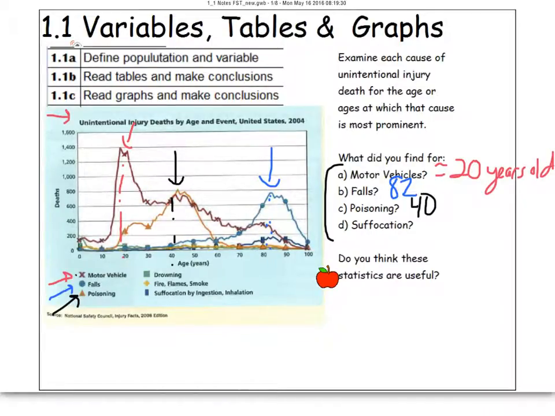And the last one, suffocating, this is going to be blue with the rectangle. Looks like the suffocating is going to happen somewhere, maybe right here on the blue line, possibly around 85 years old or so. Okay. Then they do ask us, do we think the statistics are useful? And I think in this case, they definitely could be. If you were trying to put a public service announcement on television, maybe about motor vehicle deaths, knowing that the 20-year-olds are the most likely to succumb to death in that way, you would target that audience, so you might make a more youthful type of commercial.